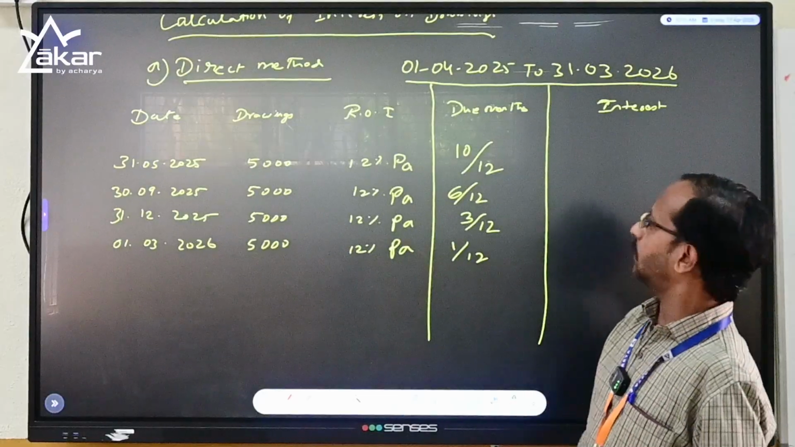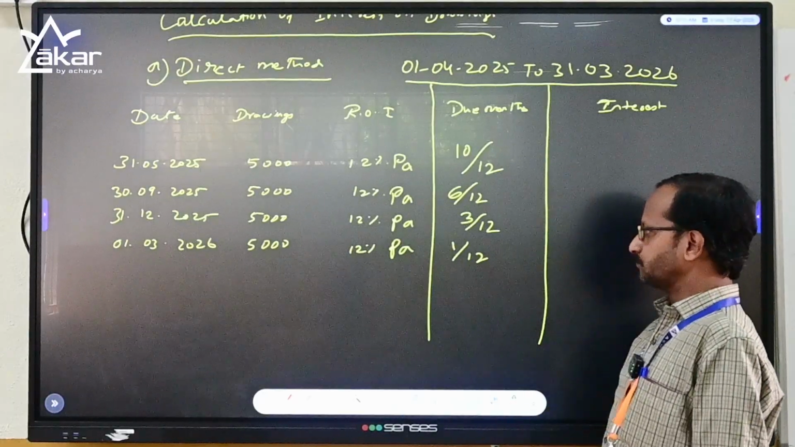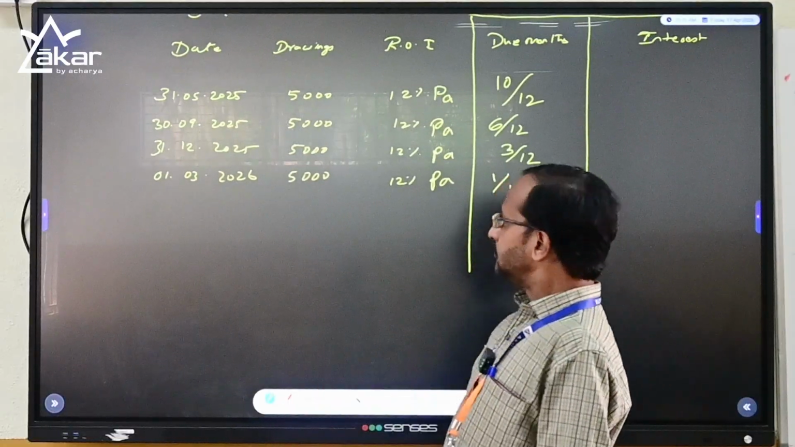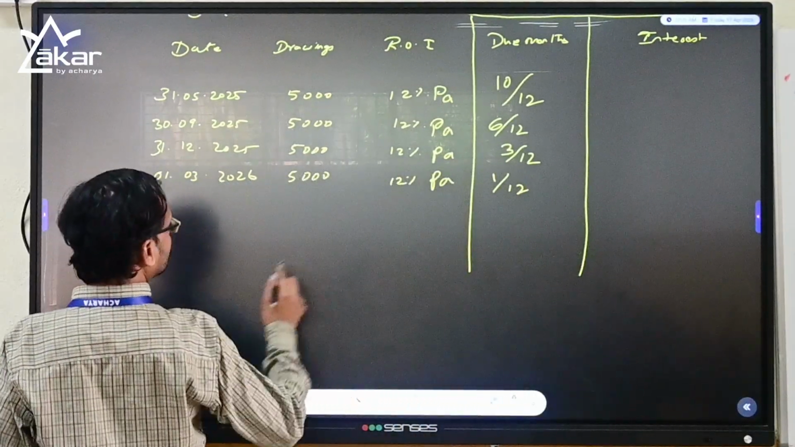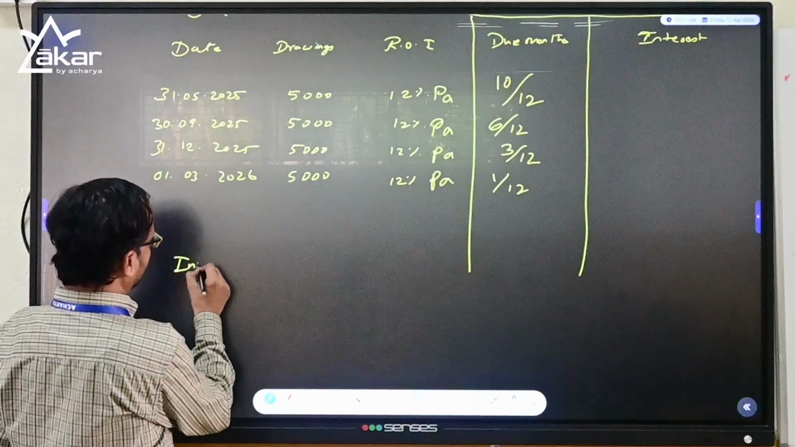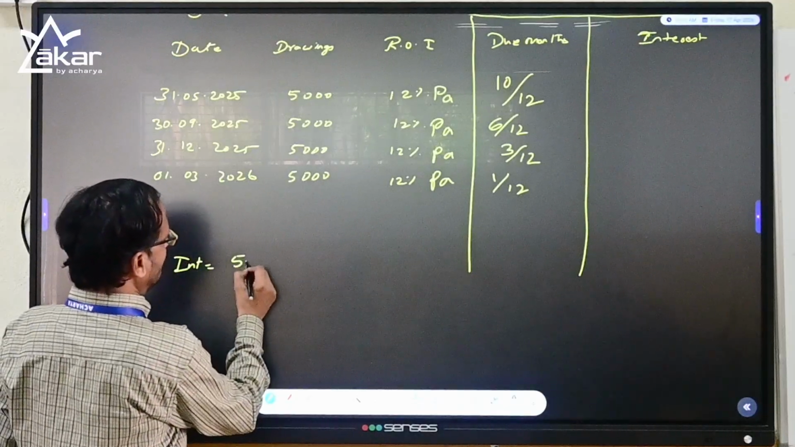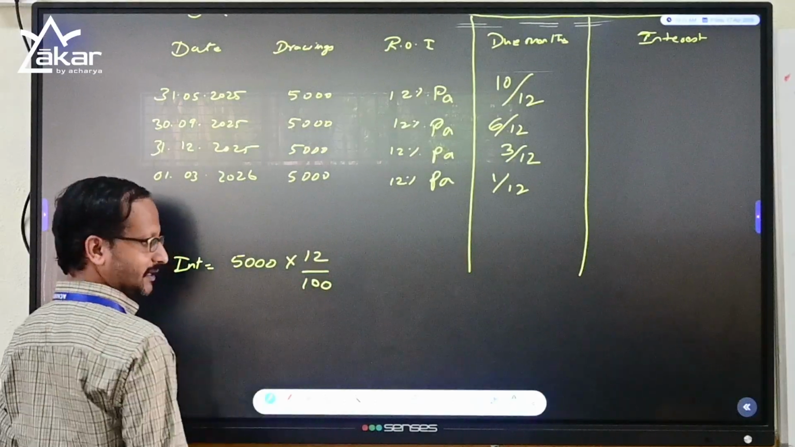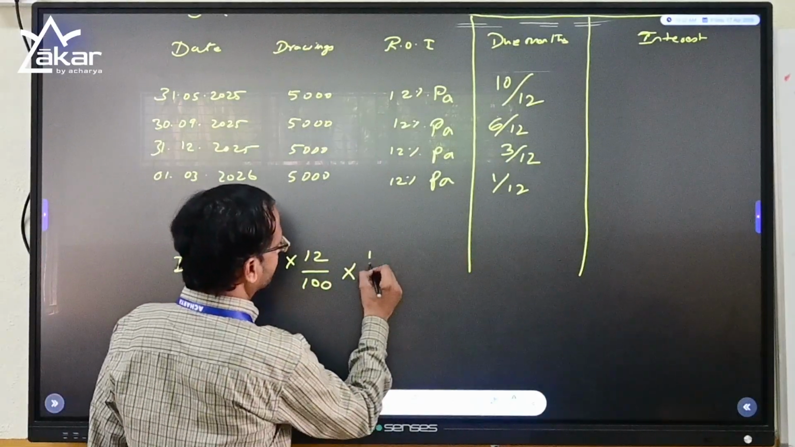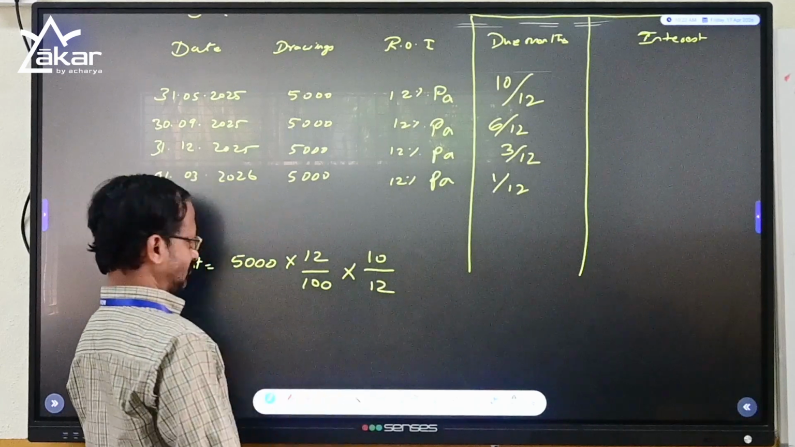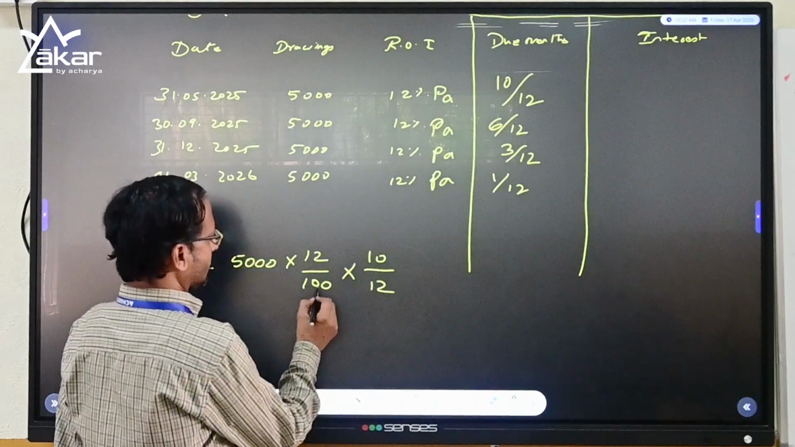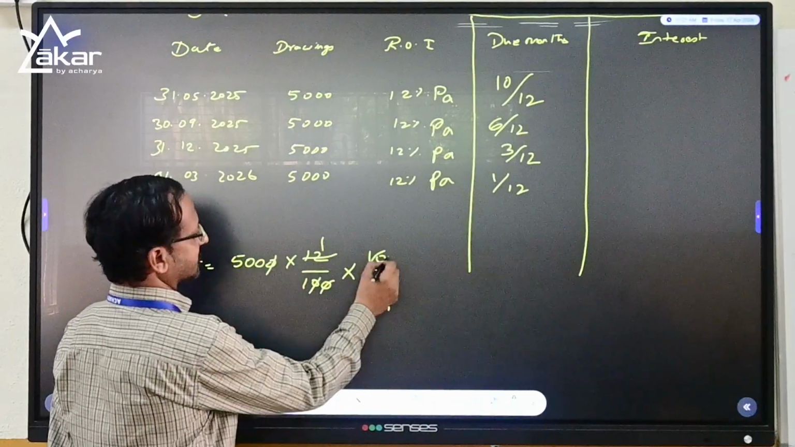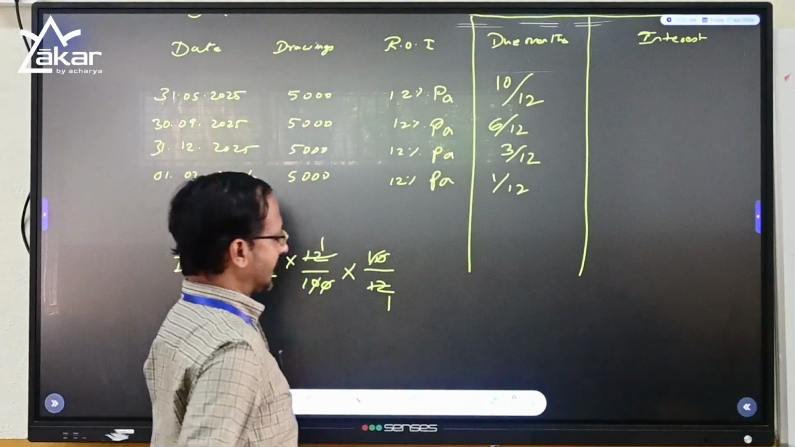Am I clear? Now, to calculate the interest, let us have one small working here. Interest is equal to drawings amount, that is 5,000, into 12%, that is 12 by 100, into due months. So the due months is 12 by 12 for each thing. So 12 and 12 will be cancelled, 0 will be cancelled, and 0 will be cancelled. So you will be getting 500 as the answer.